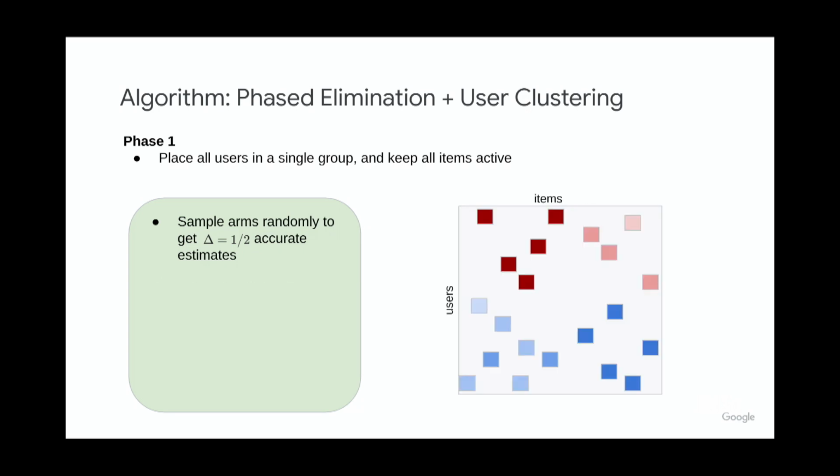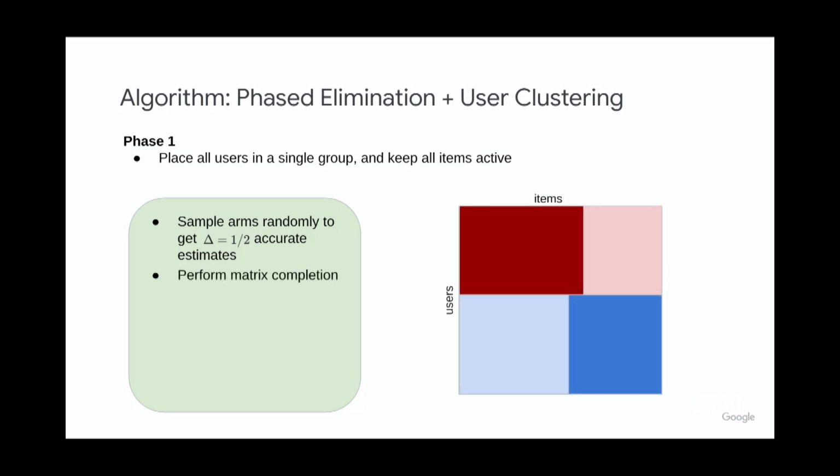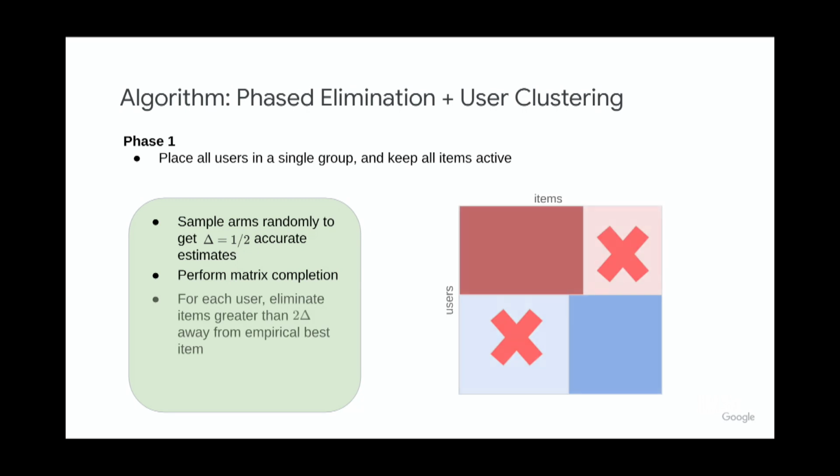So, the key observation is that UCB does not rely on this information. UCB just tries to randomly pull items for all the users, it does not rely on this information. Once we get this matrix, we do matrix completion, and then we eliminate arms which look suboptimal for each of the users. This is the same standard step which I described just now, where if there is an arm which is 2 delta away from the best arm, you simply kill it.